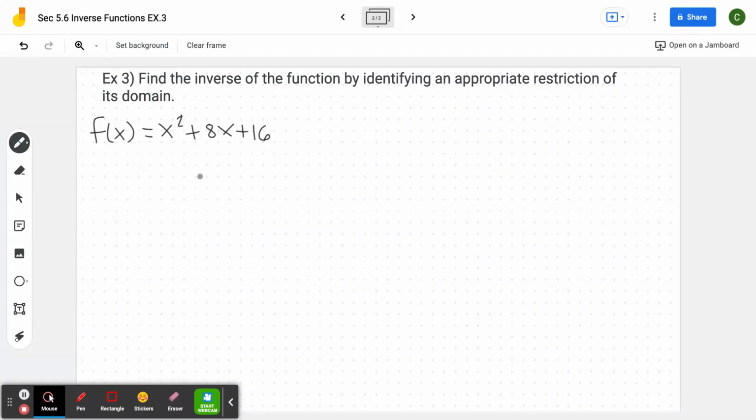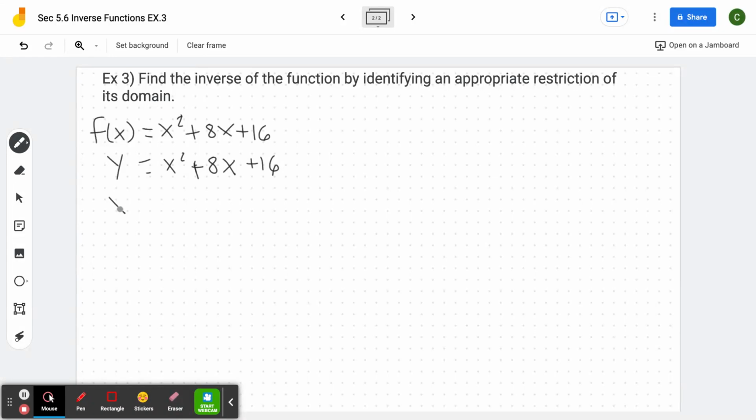And now I want to go ahead and substitute in y for f of x. So instead of dealing with f of x, I'm going to substitute in for y. y equals x squared plus 8x plus 16. And then now I'm going to swap the x's and y's.